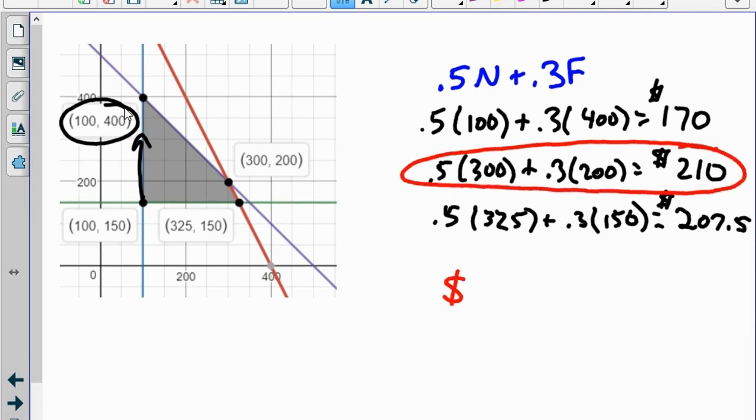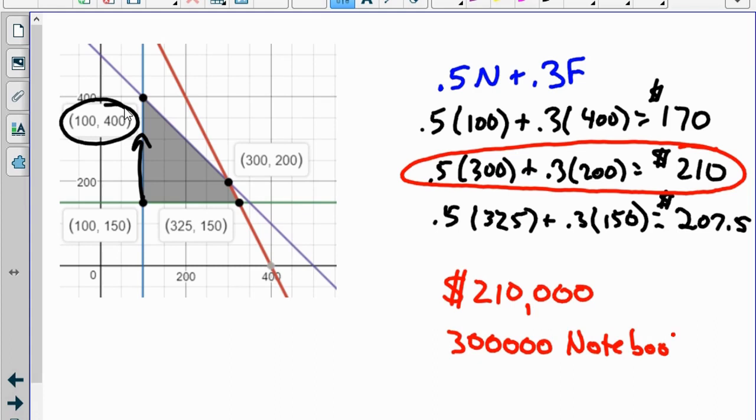So the winning case is a $210,000 profit, which occurs at 300,000 notebooks and 200,000 folders. Remember to multiply by 1,000 at the end if you took the thousands out like I did when you graph the problem.